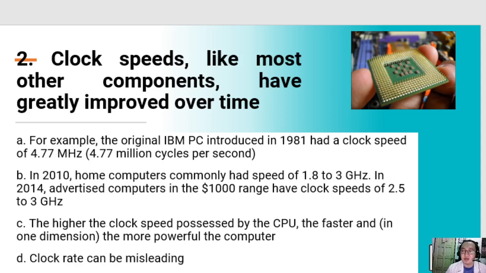In 2014, advertised computers in the $1,000 range have a clock speed of 2.5 to 3 gigahertz, meaning the higher the clock speed possessed by the computer, the faster and the more powerful the computer is. So directly related. Though at times, clock rate can be misleading also.